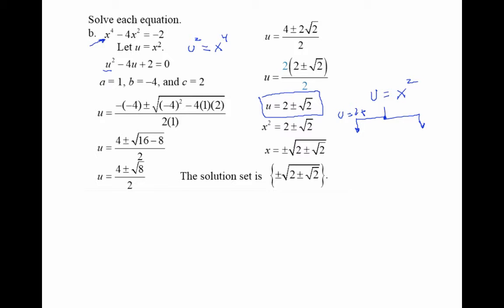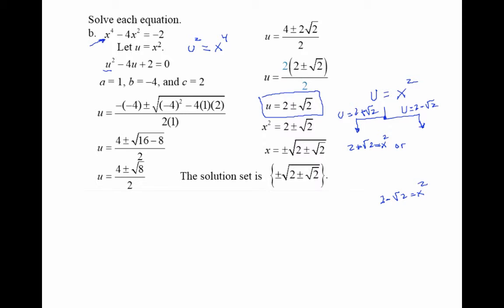We're saying u is equal to 2 plus radical 2. Now we'll find also u is equal to 2 minus radical 2. So I need to go ahead and substitute that here. I get 2 plus radical 2 is equal to x squared. Solve for x here. Or the second case would be 2 minus radical 2 is equal to x squared.